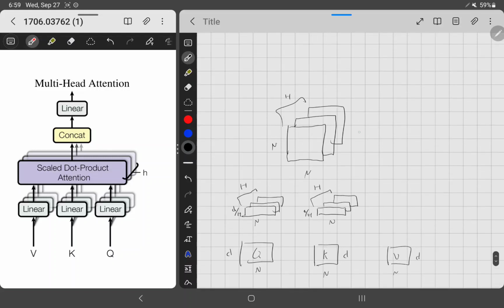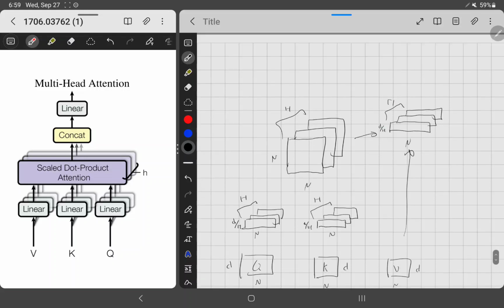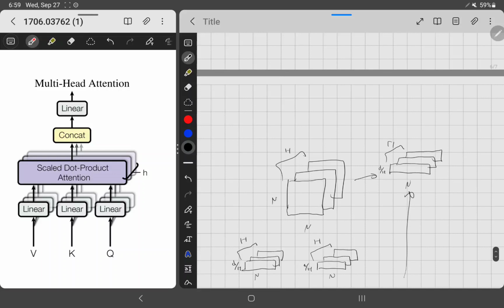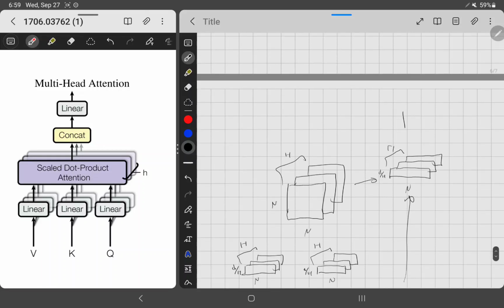You multiply this by the outputs, so your outputs will also be n by d divided by h, n by 8. And then you merge these together, you just stack them together like you unmerged them. So then you get out an output which is n by d, and then you throw this through another linear layer so it combines all the heads together. So now you have another output matrix WO, and that's this part here. That's all it's doing.